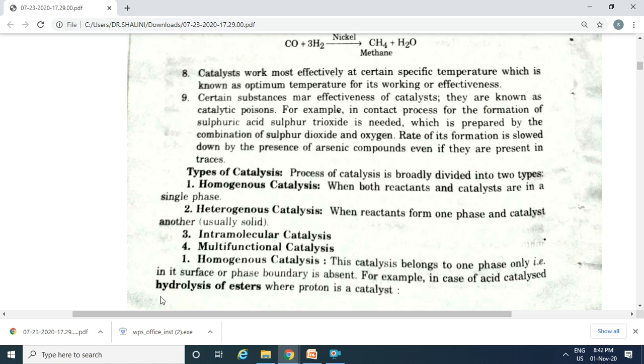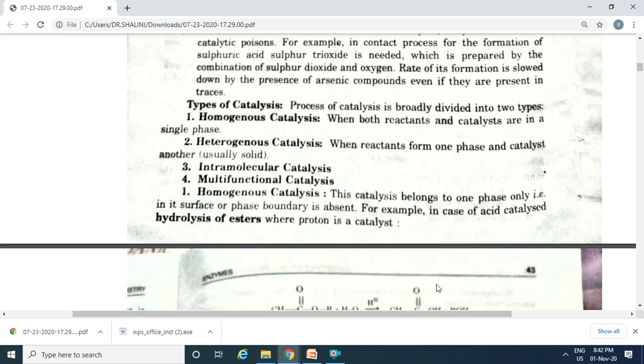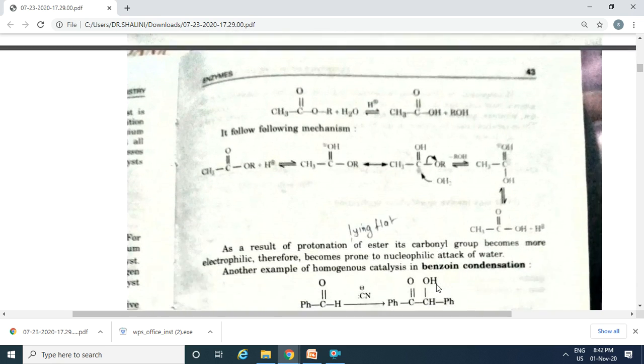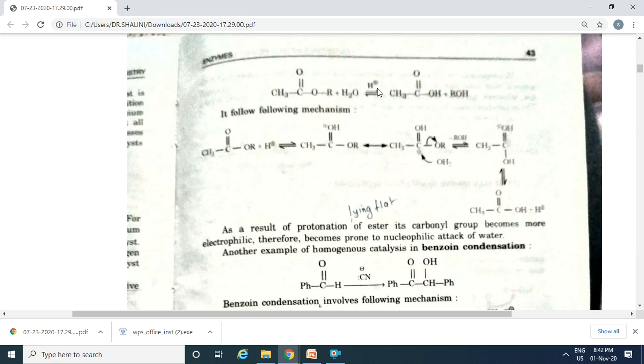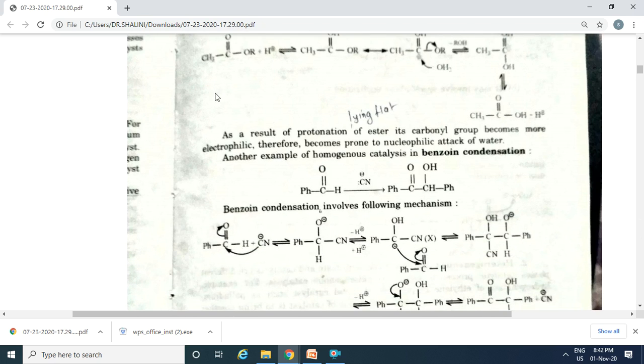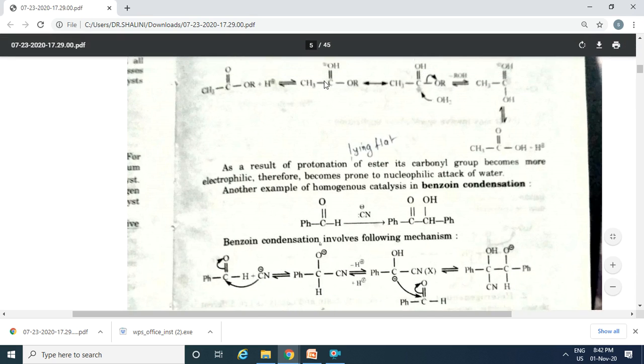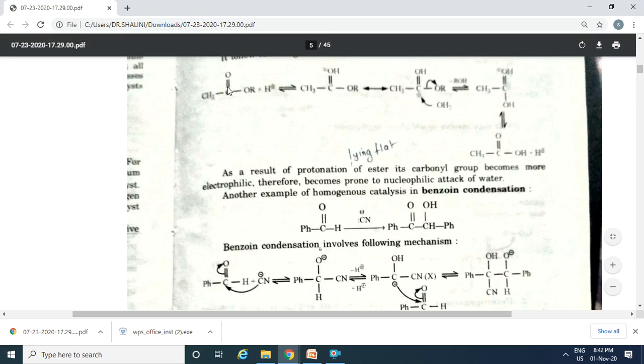A very good example of homogeneous catalysis is the hydrolysis of ester. This catalysis belongs to one phase only, that is, the surface or phase boundary is absent. So in homogeneous catalysis, we see here the ester in the presence of acid combines with a water molecule and forms acetic acid. So what does the proton do here?